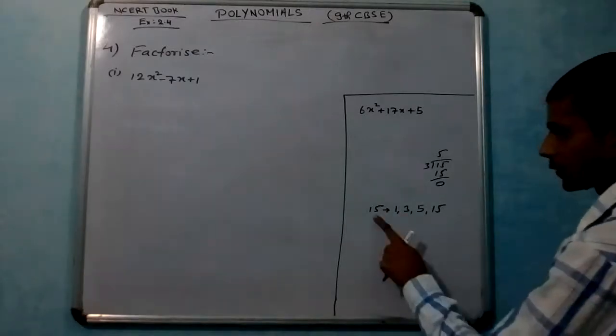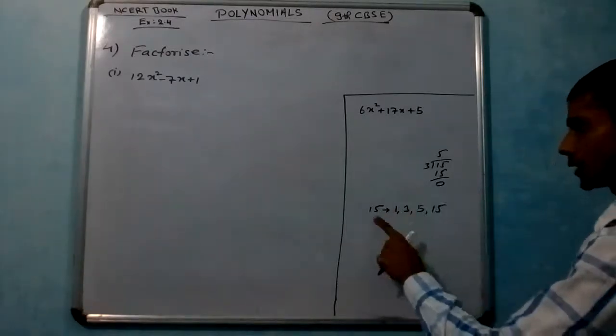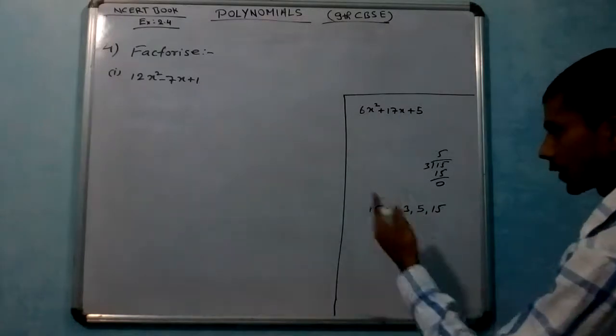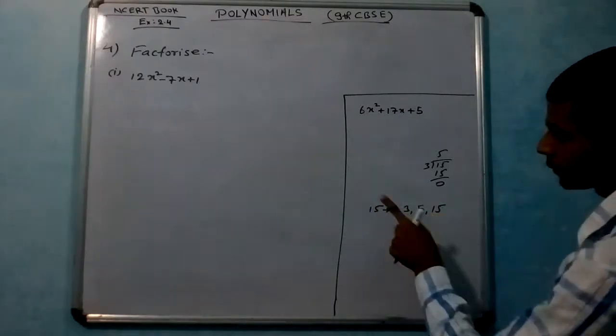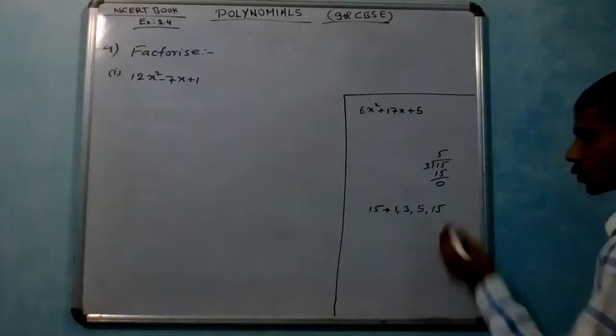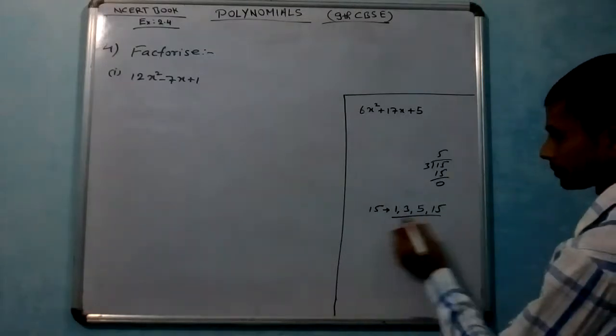Okay, so 1 can divide 15, so 1 is a factor. 3 can fully divide 15, 3 is a factor. 5 can fully divide 15, 5 is a factor. And 15 can also divide 15 fully, 15 ones are 15, so it's a factor. Okay, so all these are factors.